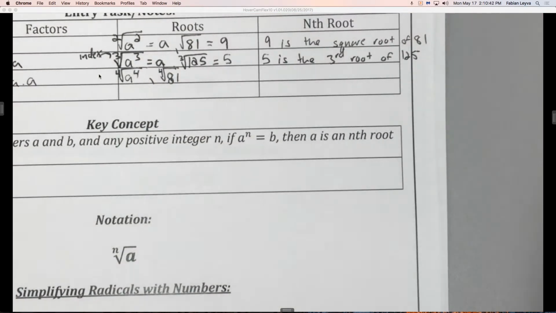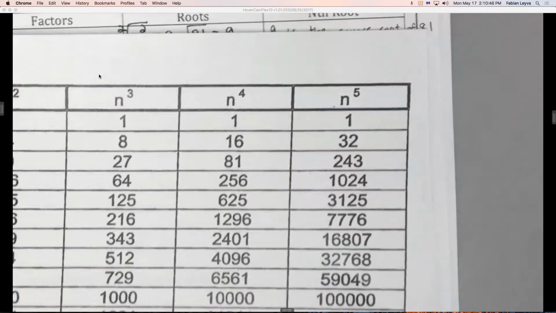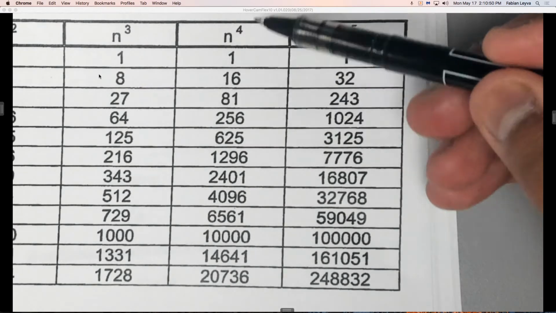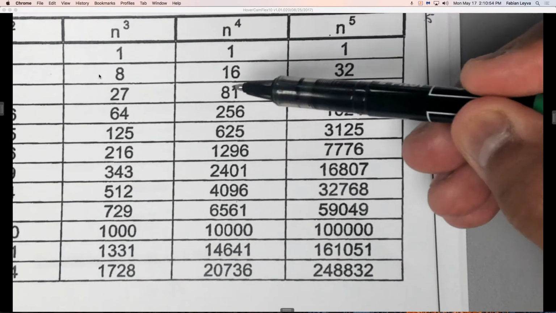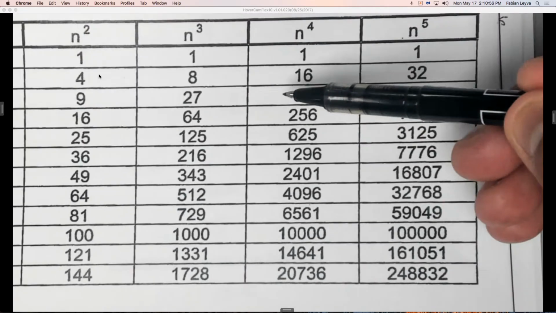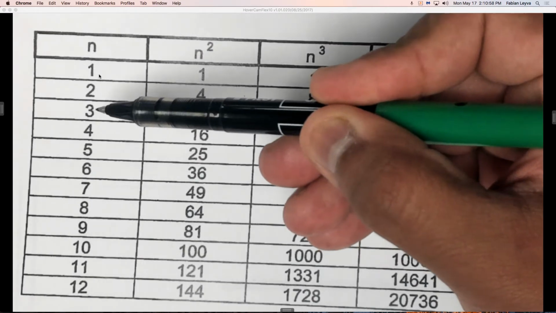Off the top of my head, I really don't know how multiplying numbers 3 times or 4 times works, so let me use my chart. Here's my chart. Here are my fourth roots, or my powers of 4. Does 81 exist on this list? Yeah, it's right here. And what number multiplies itself 4 times? 3.